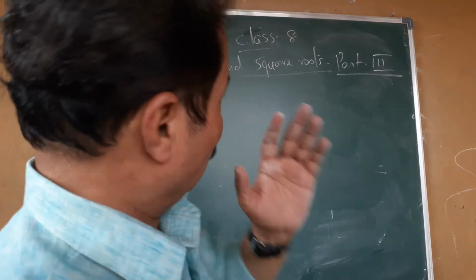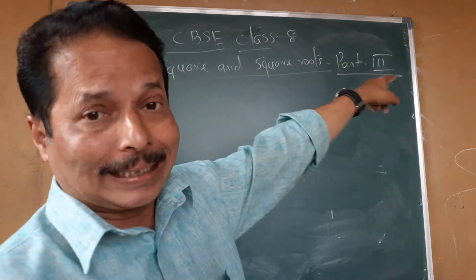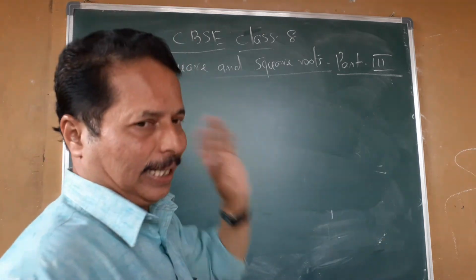Good morning, dear students. Look here. Now the revision part of square and square root, part 3. Already 2 parts completed. Look very carefully here.